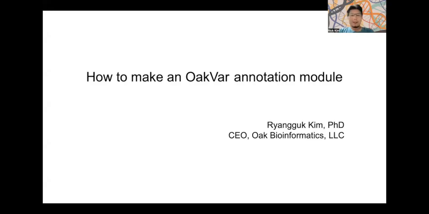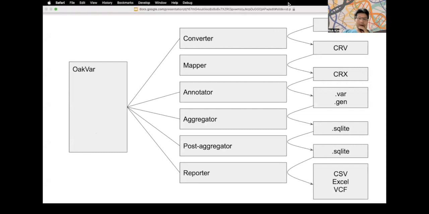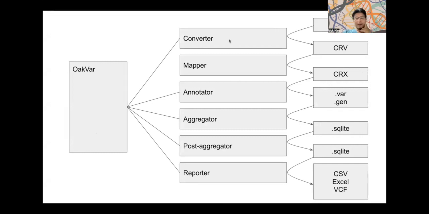Hello, everyone. So today I'd like to explain a little bit about how to make an OakVar annotation module. So OakVar, this is the main program of OakVar on the left side. And then OakVar has 6 different types of modules. There's a line between OakVar and Mapper.